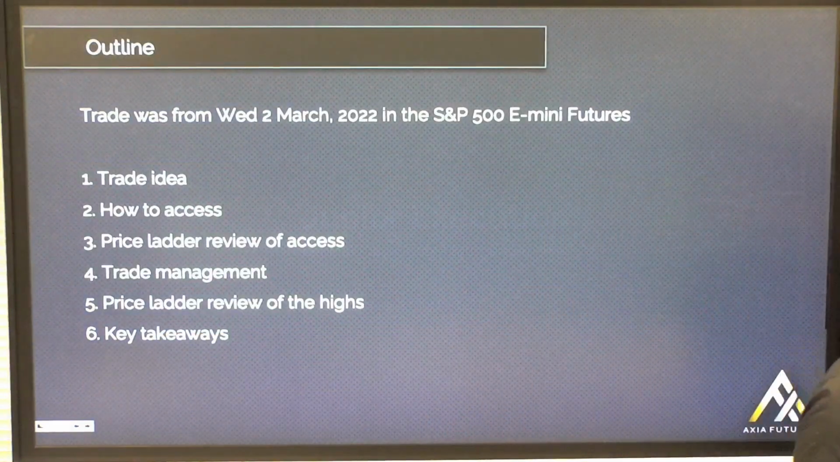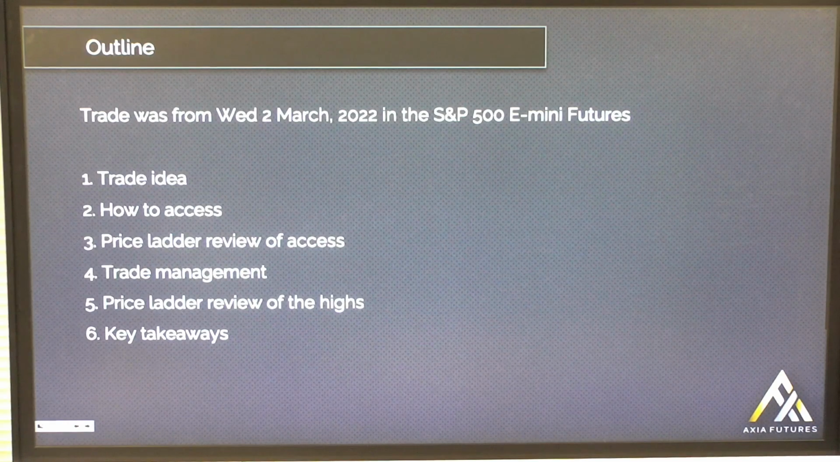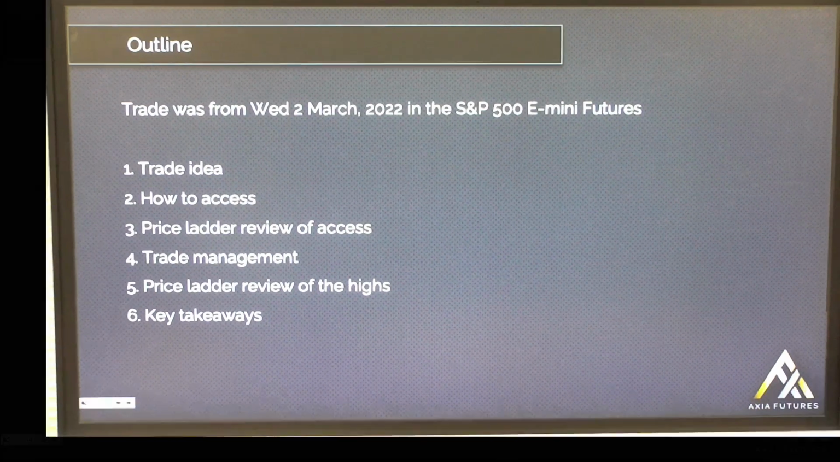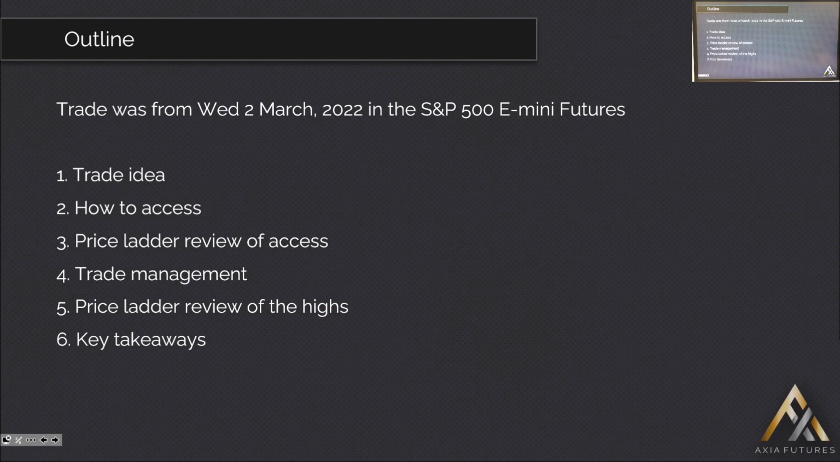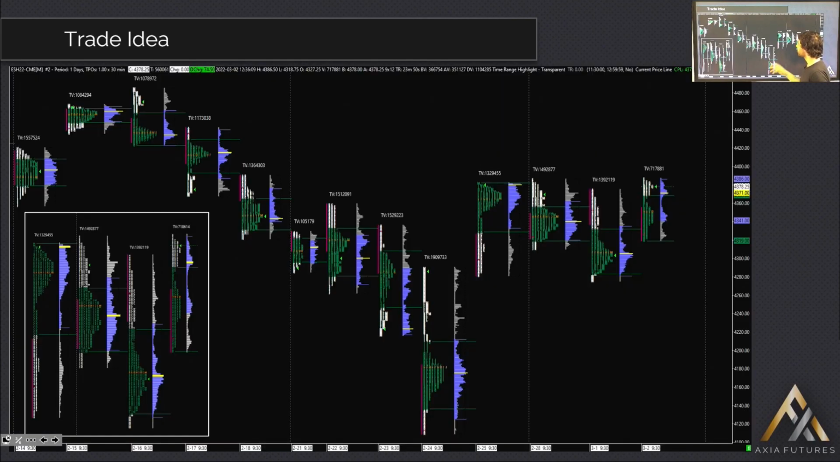Okay, so just the outline of this talk today. First, we're going to start off with basically the trade idea. Second, how did I assess it? Then third, we'll have a quick look at how the trade started. Then talk about trade management, and then a little bit of another look at the ladder, and then some key takeaways. So again, the trade was from Wednesday, the 2nd of March, 2022, and this was in the S&P 500 E-mini futures.